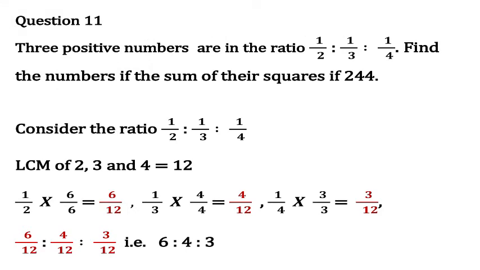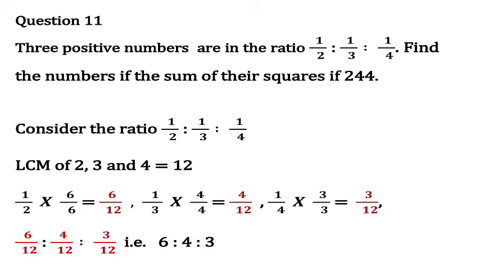Hello students, I hope you have completed the first 10 problems of exercise 6a. Let us continue with question number 11. Three positive numbers are in the ratio 1/2 : 1/3 : 1/4. Find the numbers if the sum of their squares is 244.